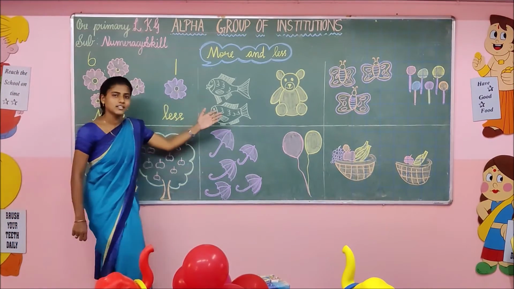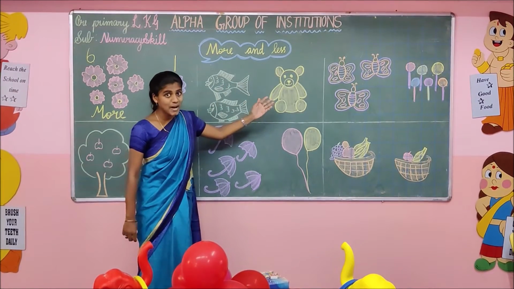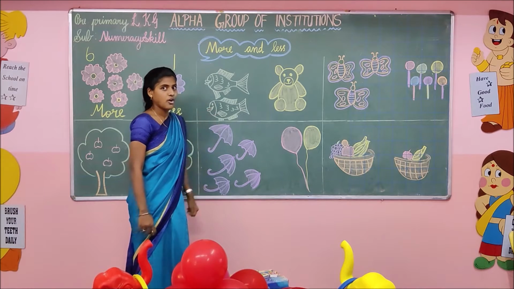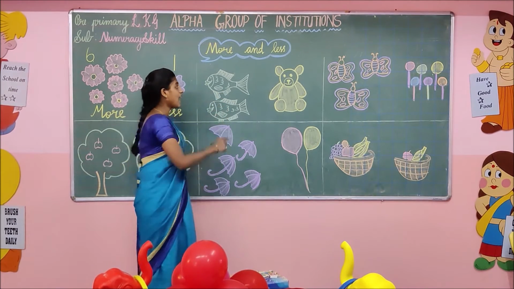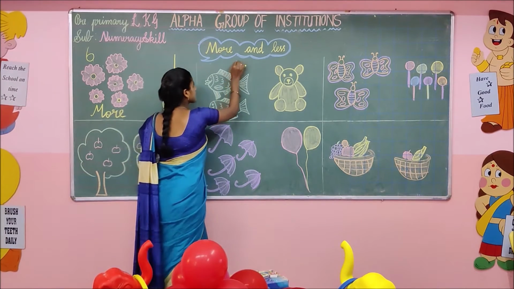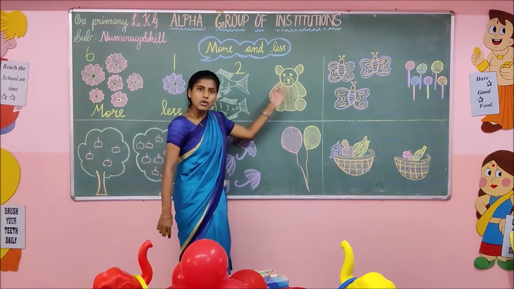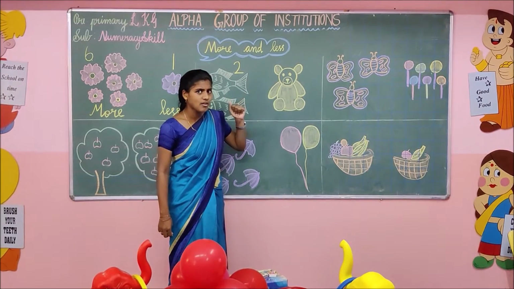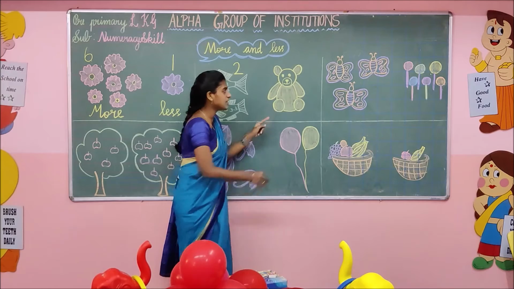Next we move to here. What is this? Fish and teddy bear. Shall we count how many fishes are here? Okay. 1 and 2. We have 2 fish. Shall we write 2? Shall we count the teddy bear? How many teddy bears do we have? Yes, we have only 1 teddy bear. Shall we write 1?